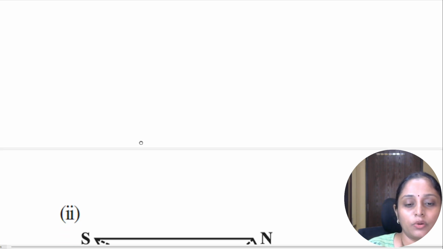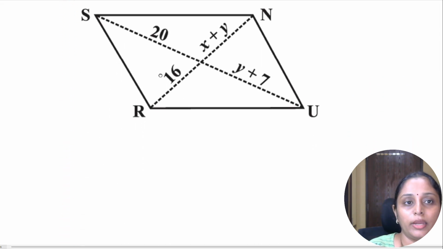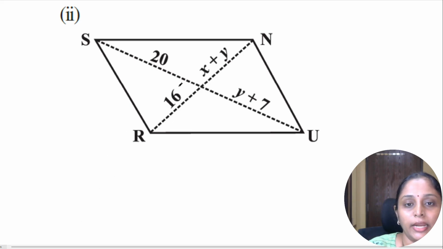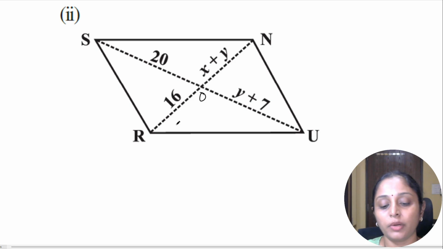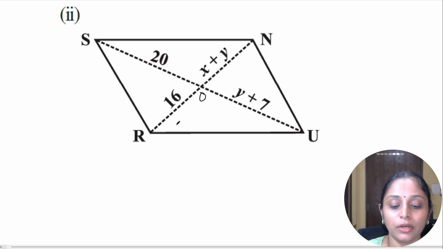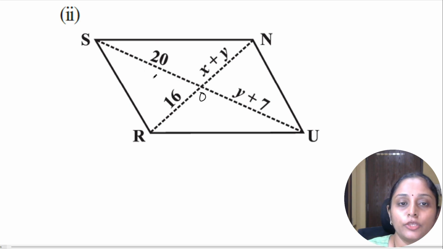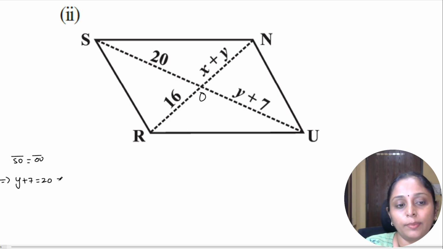In the next parallelogram that they have given, I have RUNS, right? Now I'm going to name this point of intersection as O. And now the diagonal lengths are given. What is the property? We know that the diagonals in a parallelogram bisect each other, right? So I know that SO is equal to OU because the diagonals in a parallelogram bisect each other. That means y plus 7 is equal to 20, implies y is equal to 13 centimeters.